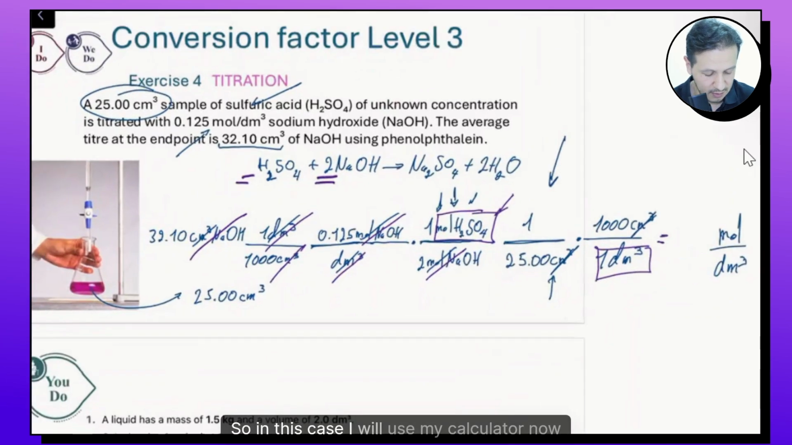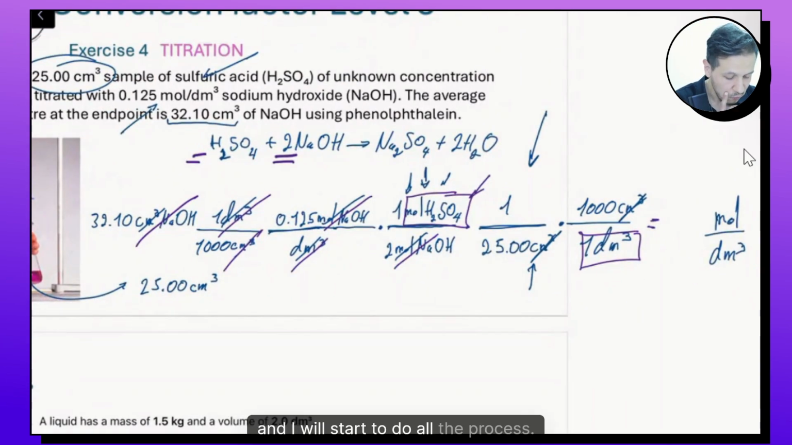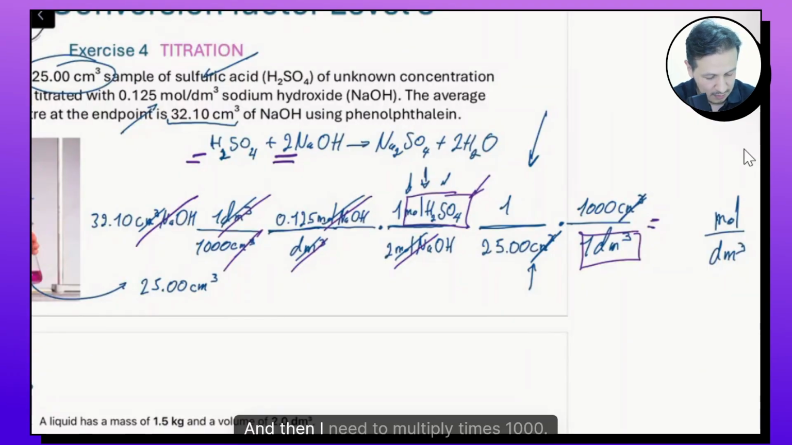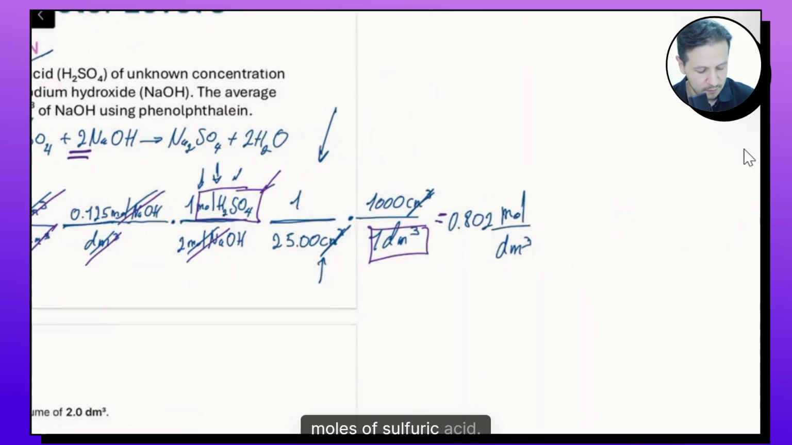So in this case, I will use my calculator now and do all the process. I have 32.10 divided by 1000, first conversion factor, times 0.125, second conversion factor, divided by 2, third conversion factor, divided by 25. And then I need to multiply times 1000. The answer that I got here was 0.802, let's say, moles of sulfuric acid per decimeter cube.